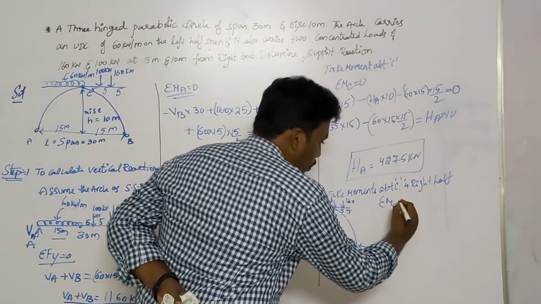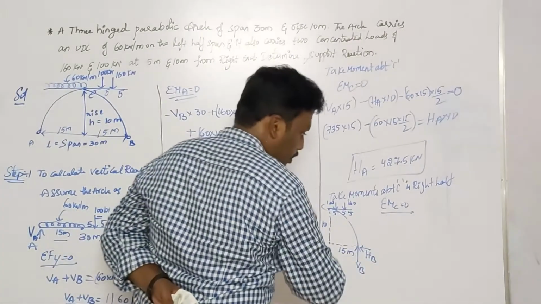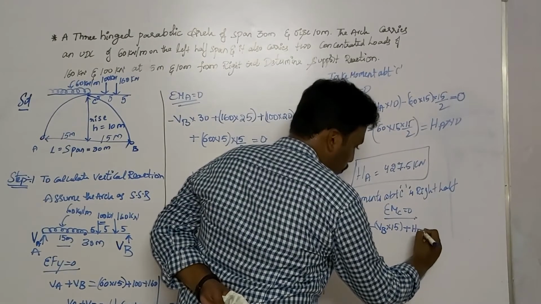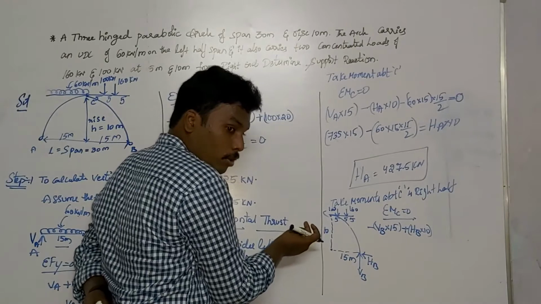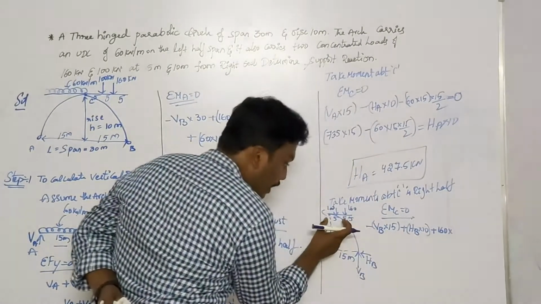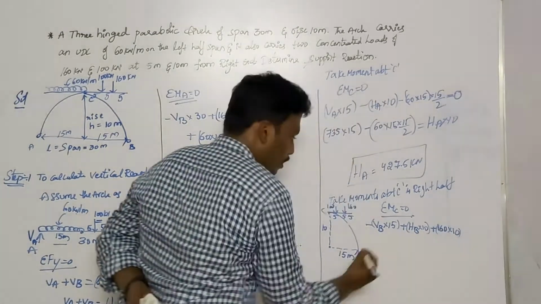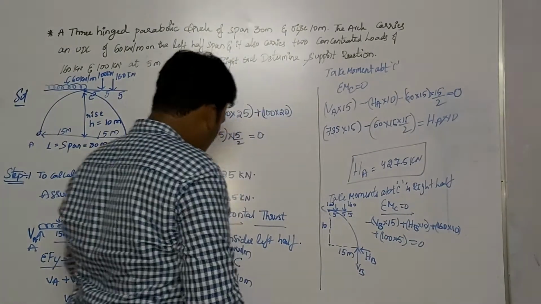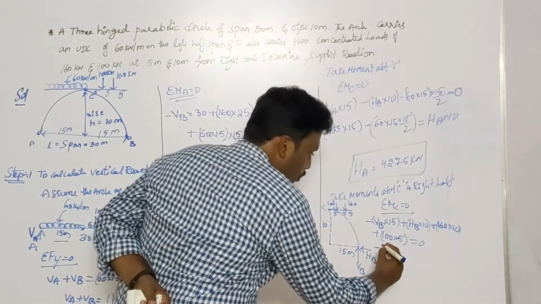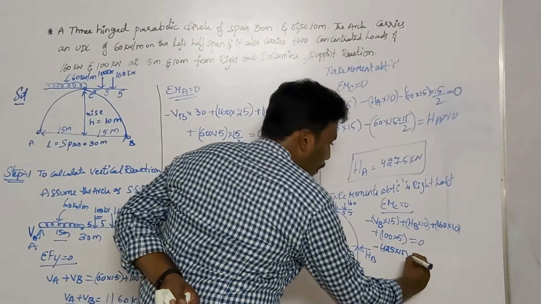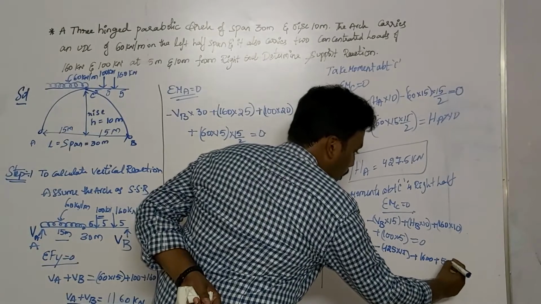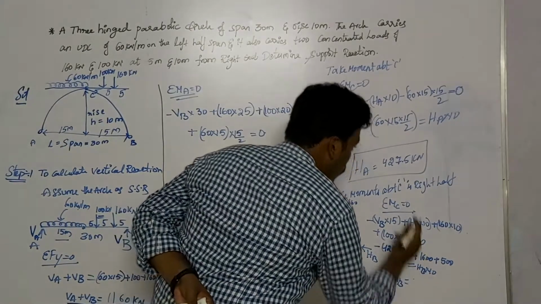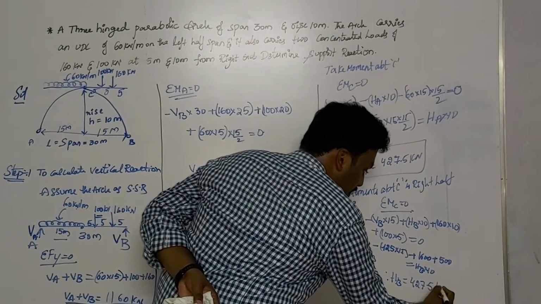Therefore sigma MC is equal to 0. Substituting VB into 15, which is rotating in the anti-clockwise direction, minus VB into 15. Next HB into 10 plus HB into 10. What else is there? A 160 kilonewton force acts. So plus 160 into the perpendicular distance from here to here, which is 10 meters, plus 100 into 5, which should be equal to 0. The value we already know, VB, has been represented here. So use this value here, minus 425 into 15 plus 1600 plus 500, which is equal to HB into 10. Therefore, HB from this equation should be the same value as HA. If you want, you can check the answer as 427.5 kilonewtons.